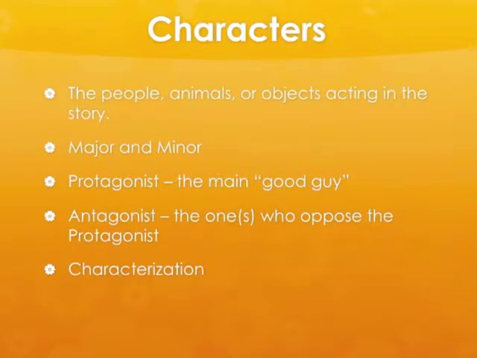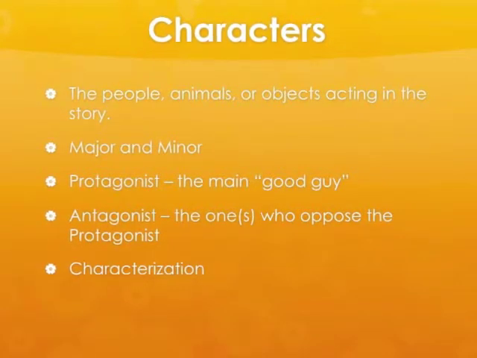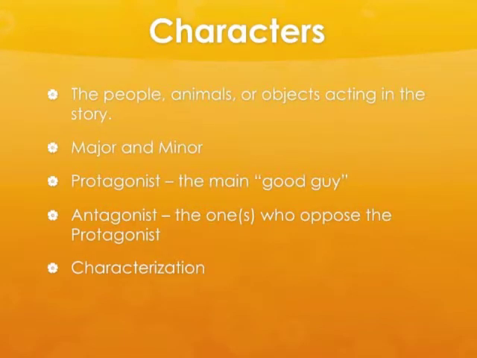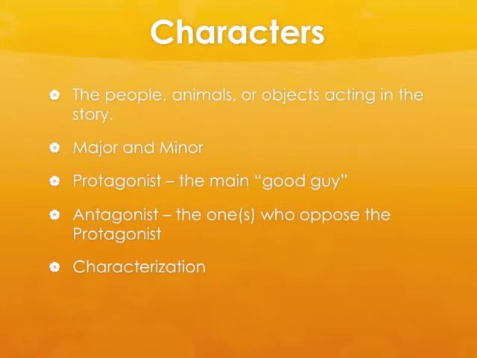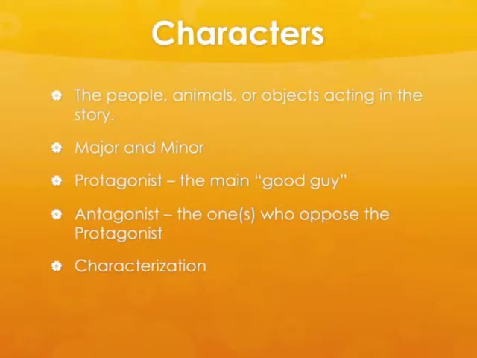In most stories, we have a protagonist and an antagonist. The protagonist is the main good guy in the story. He's the one the story is mostly about, and the antagonist is the one who opposes the protagonist, that's causing problems for them for one reason or another.